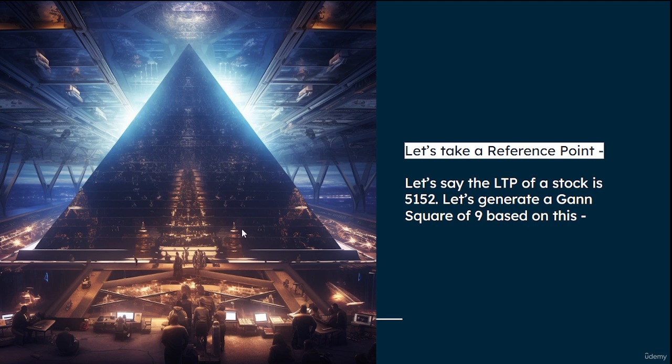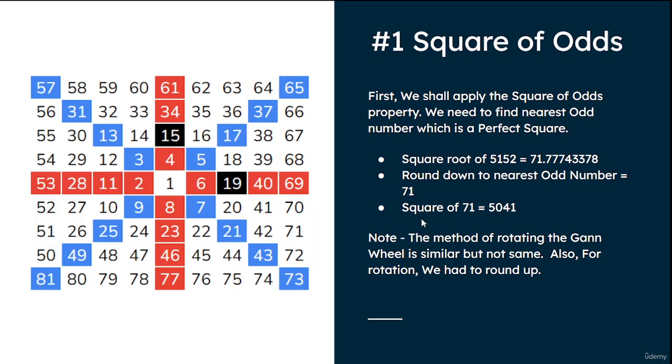So let's take a reference point and let's say the LTP of a stock or something is trading at 5152. Now we need to find the support and resistance of it. So based on it, can we do this using the Gann square of 9? First we shall apply the square of odds property. We need to find the nearest odd number which is a perfect square.